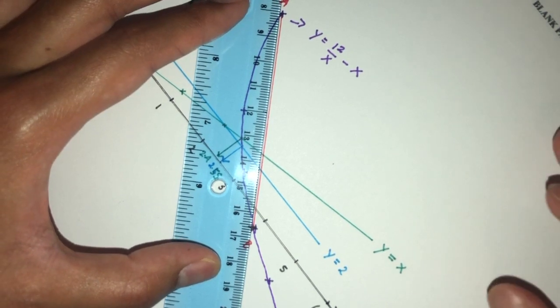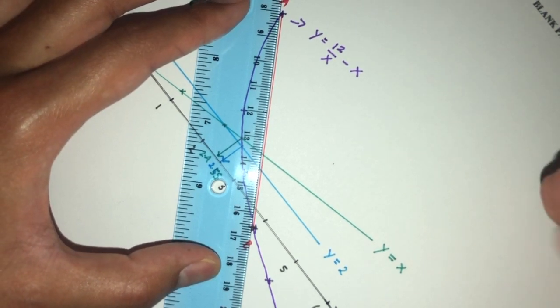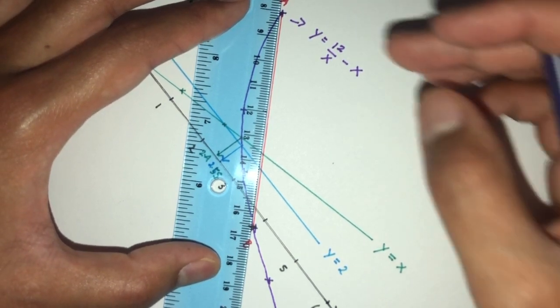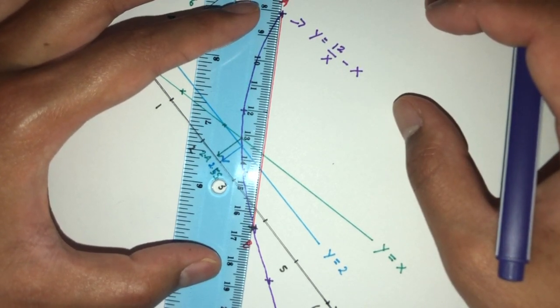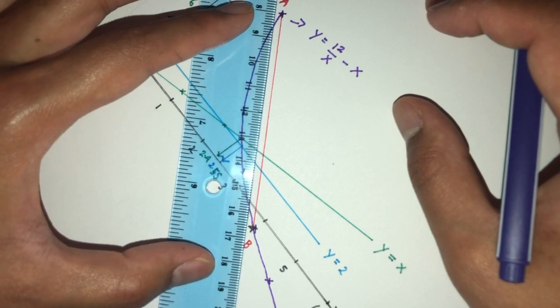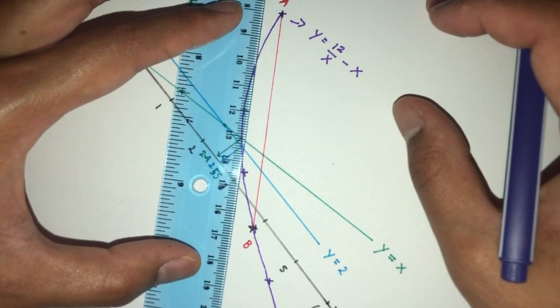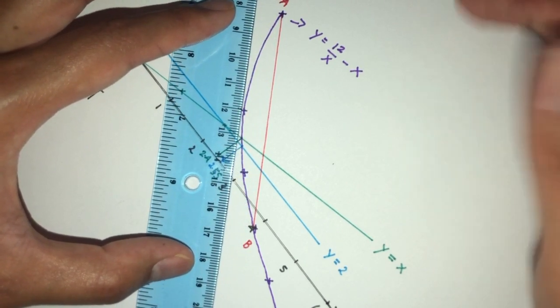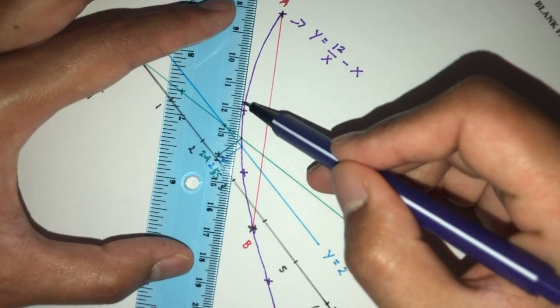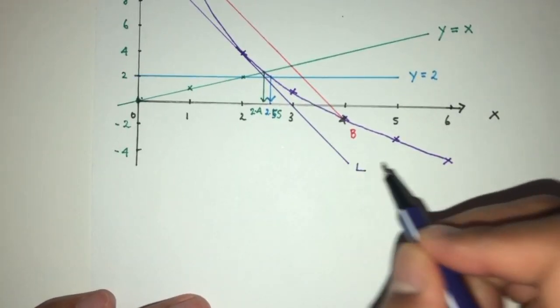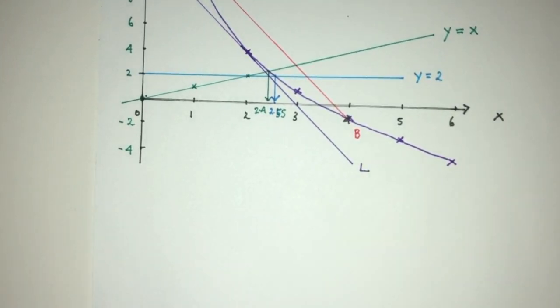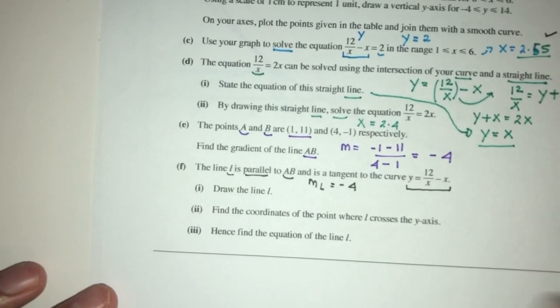Now it has to be a tangent to the graph. So the idea here is we have to shift in the same direction until we touch the graph at only one place. As you can see, it will be right here. So this will be my line L. So label this as L for your equation. That is part 1 of the question.